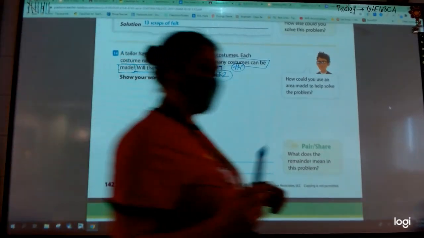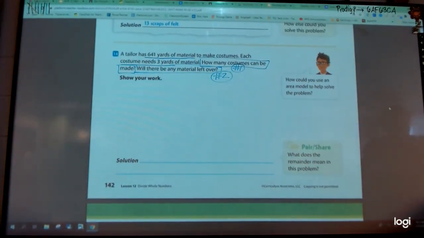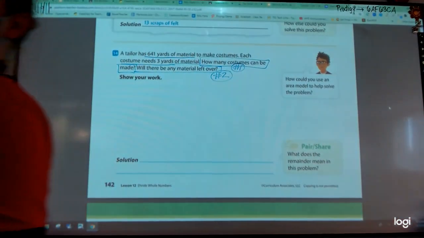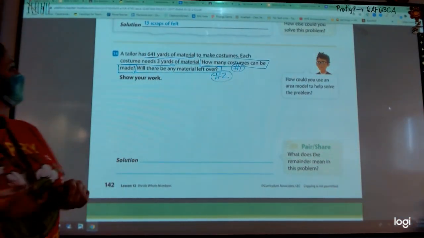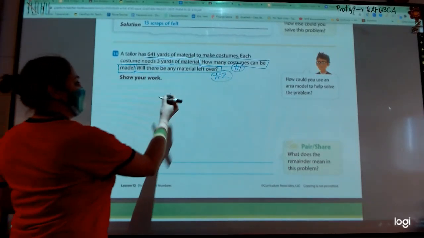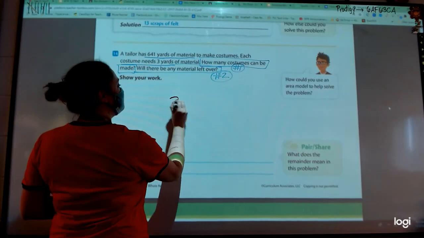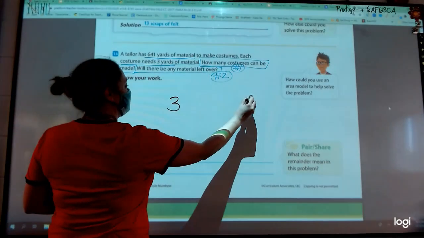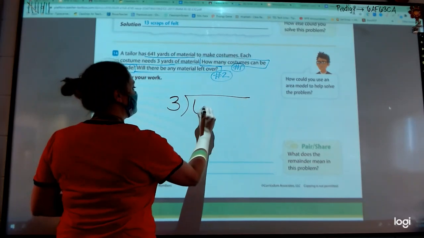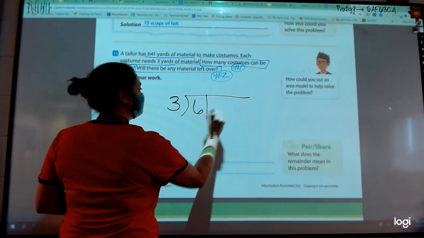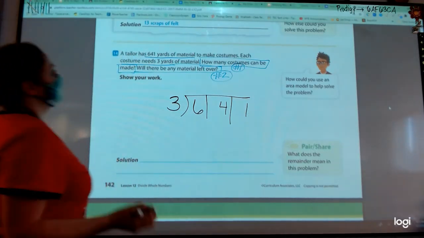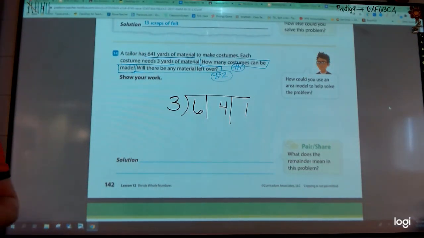I'm going to switch to a better marker. But who can tell me what division problem we need to write and solve to get going? Madeline? 641 divided by 3. Perfect. Okay. Everyone write with me as we go. Remember to leave yourself space so you can carry your numbers up. 641 divided by 3.